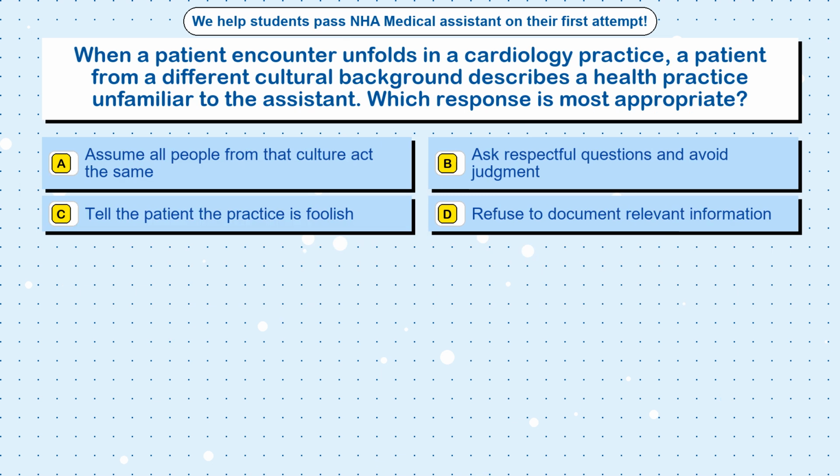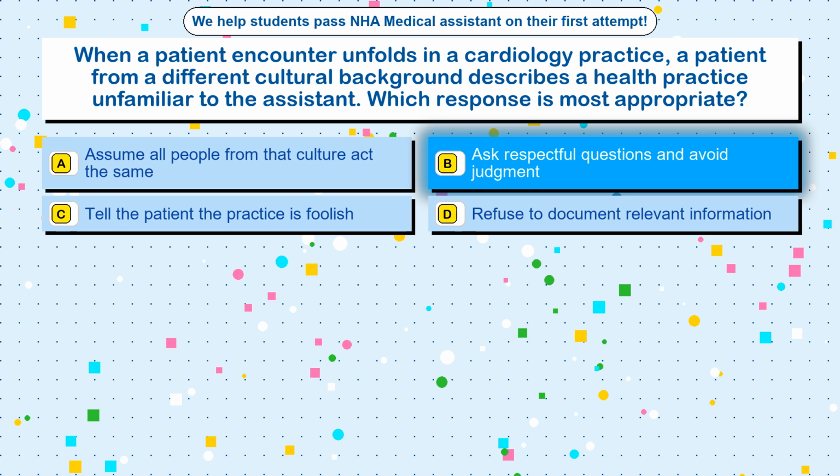Question 61. When a patient encounter unfolds in a cardiology practice, a patient from a different cultural background describes a health practice unfamiliar to the assistant. Which response is most appropriate? Option A. Assume all people from that culture act the same. Option B. Ask respectful questions and avoid judgment. Option C. Tell the patient the practice is foolish. Option D. Refuse to document relevant information. The correct answer is option B. Ask respectful questions and avoid judgment.